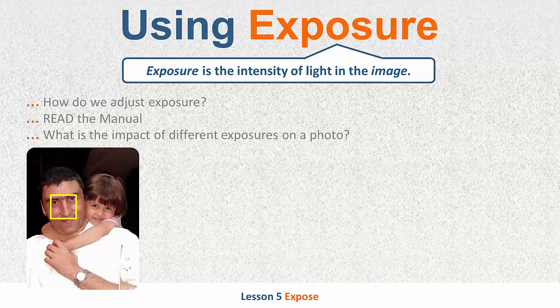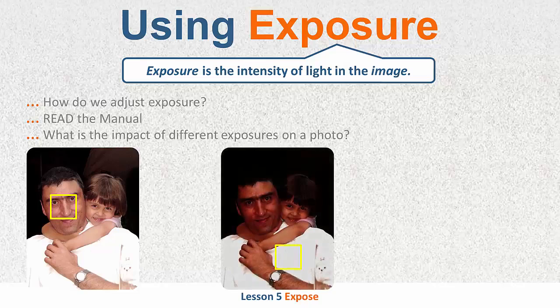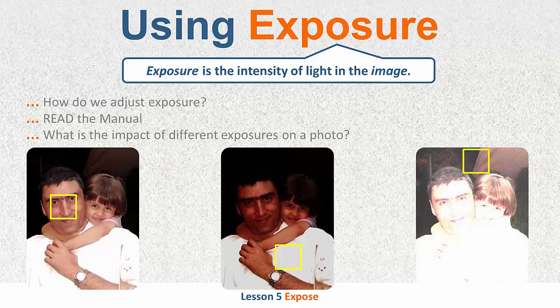If I had set the exposure to his white shirt, the photo would have been underexposed. And if I had set exposure to the dark background, it would have looked similar to this, with the subject overexposed. The lesson in all of this is to set exposure to the subject in the image.